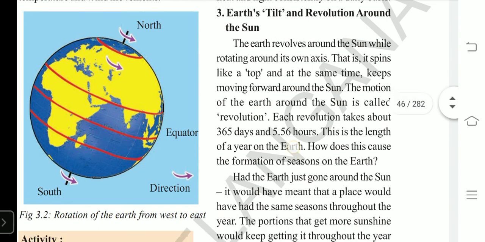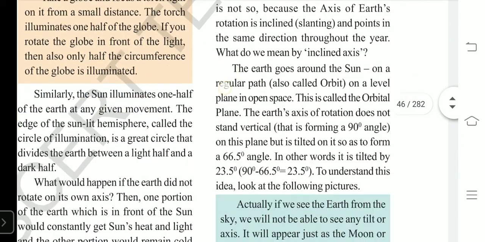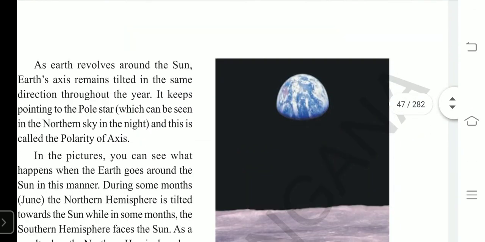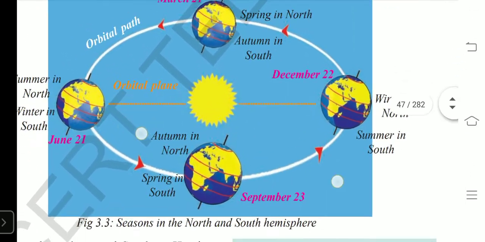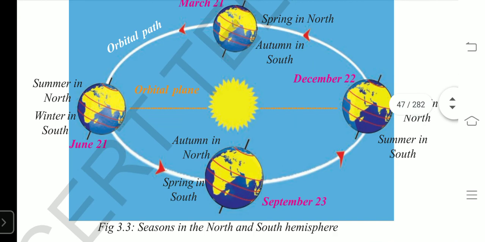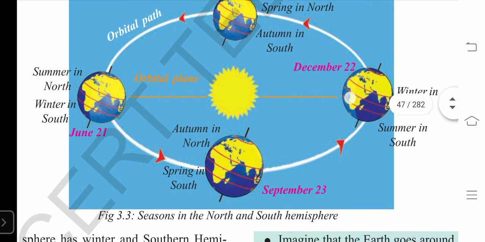The earth revolves around the sun, right? Here look at this figure, I'll show you. You can see here. Understand? The earth revolves around the sun while rotating around its own axis. That is, it spins like a top, and at the same time keeps moving forward around the sun.